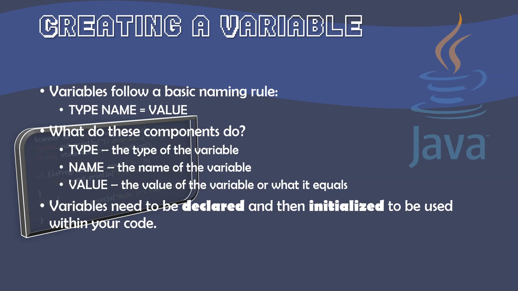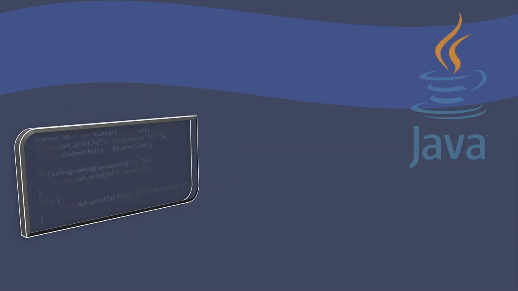Now, the thing you need to remember about variables is that we have to do two things with them. We have to declare them to some kind of type. So we've got to set them up. And then we have to initialize them. And those two things typically have to be done somewhere within our code in order for us to actually use whatever value we've created.